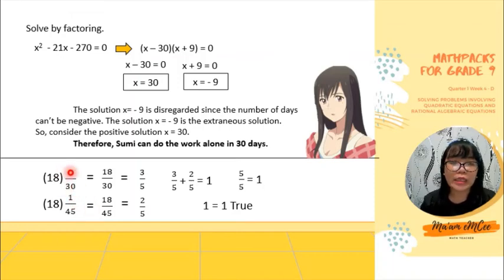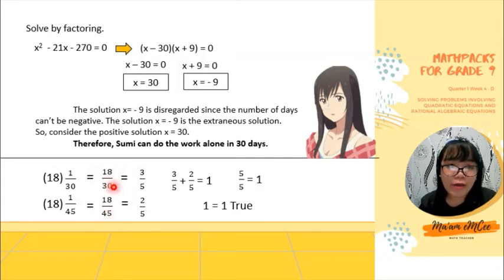So 18 times 1 over 30 is 18 over 30. 18 times 1 over 45 is 18 over 45, meaning within 18 days, Mitsu will be finishing 18 out of 30, or 18 over 30 part of the work. And then Mitsu will be finishing 18 over 45 part of the work. If we add these two, this will be equal to one whole work.